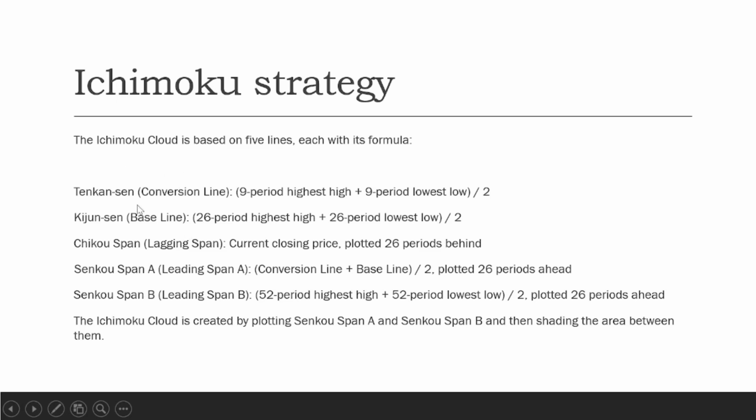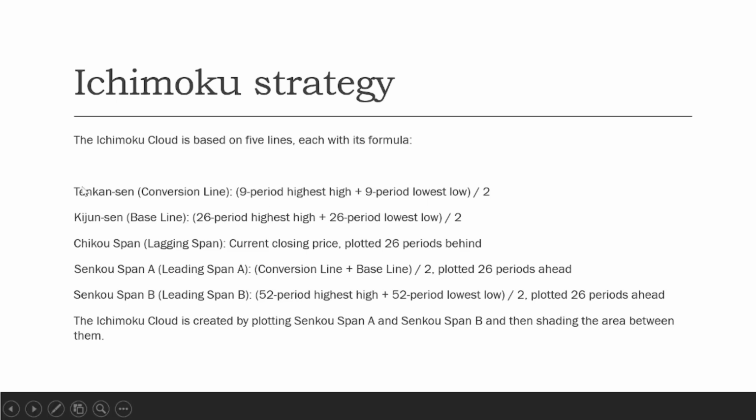The first line is Tenkan Sen or conversion line. It is an average or middle point of the 9-period highest highs and 9-period lowest lows. Since the time period is only 9, we can consider it a short-term moving average.